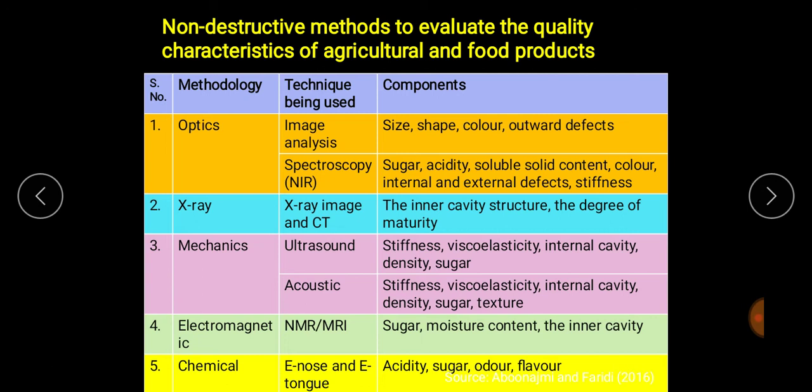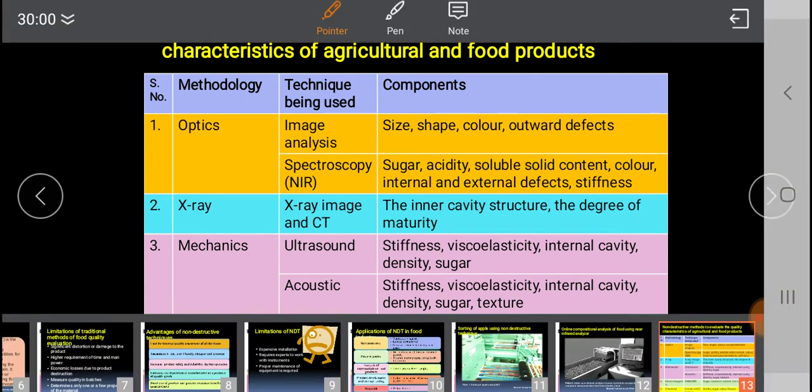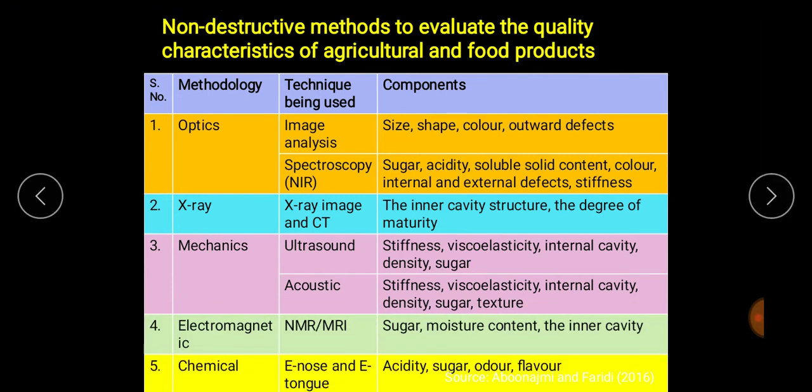Then electromagnetic, NMR or MRI, what can it measure? Sugar, moisture content, the inner cavity. Then chemical, the E-nose. What is that? E-nose can be made, E-tongue can be made. See, E-nose means electronic nose and electronic tongue. By that you can measure the acidity, sugar, odor, flavor, etc.